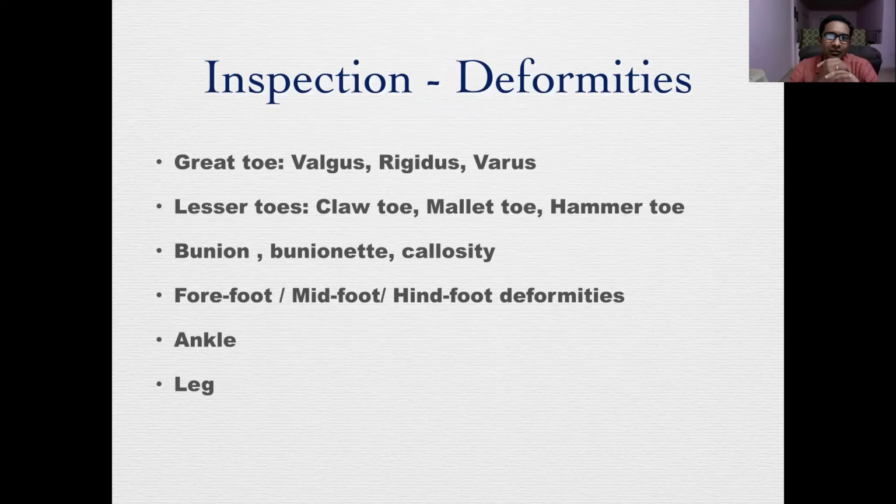Remember that it is good if you know the names of deformities, rather than saying the big toe is pointed laterally and the small toe is looking south. It is better to give the correct terminology. So you can say there is a hallux valgus, which is the commonest great toe deformity. Hallux varus is relatively rare. Hallux rigidus is a stiff MTP joint with swelling dorsally.